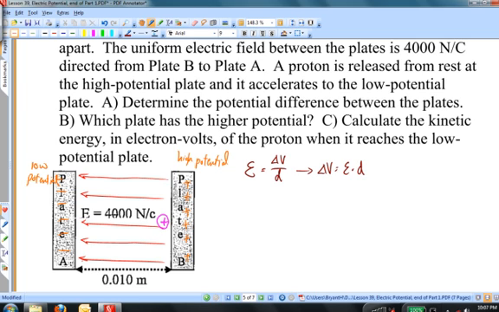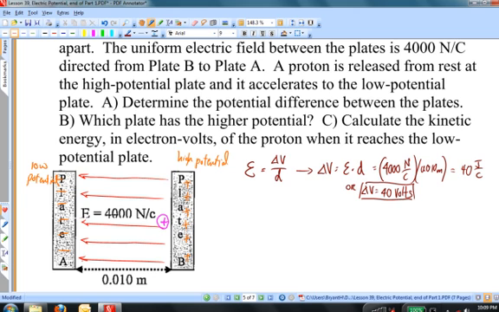Let me throw in the numbers. I get that 4,000 newtons per coulomb times 0.01 meters is equal to 40 joules per coulomb. And a volt is the same thing as a joule per coulomb. So the difference in potential between the plates is 40 volts. We've answered part B. The high potential plate is plate B.